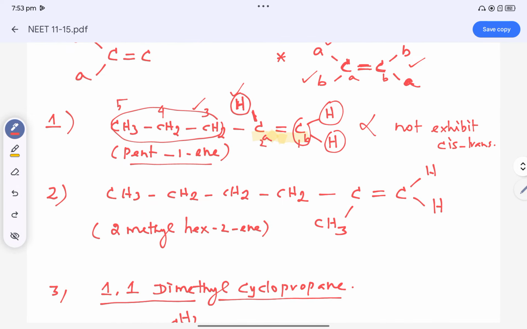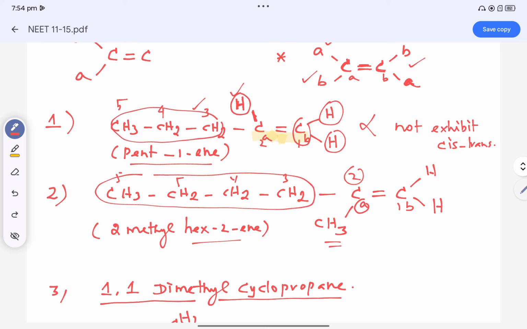Okay. Second one, 2-methyl hex-2-ene is given. 1 2 3 4 5 6. So at the second position a methyl group is present. Okay, you note this one as A and B. In the Ca carbon you have two substituents. What are the substituents? This is the butyl group and this one is the methyl group. Both substituents are different. Left hand side it is okay, but on the right hand side the same substituents are added. So this option 2 is wrong.